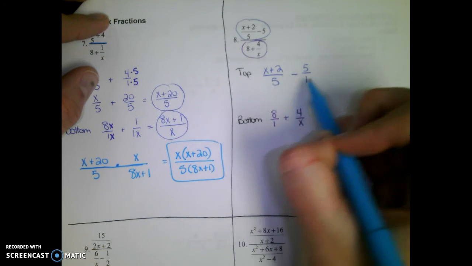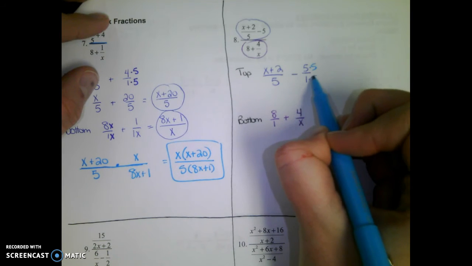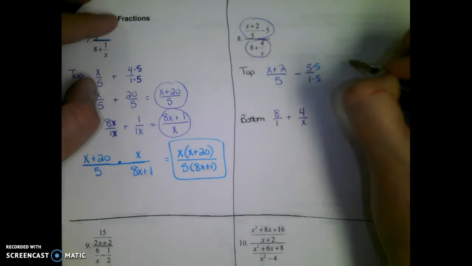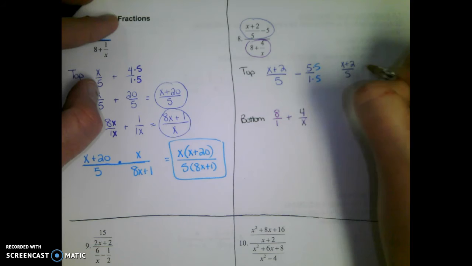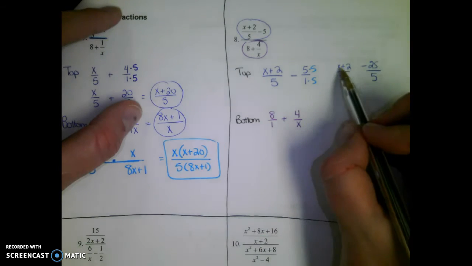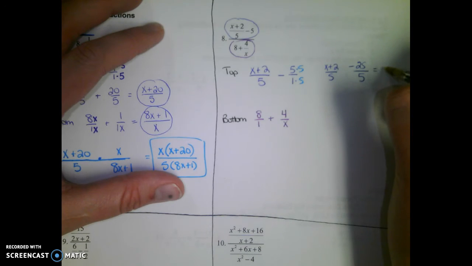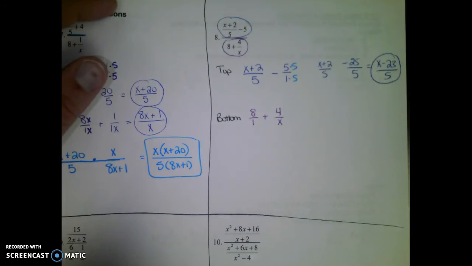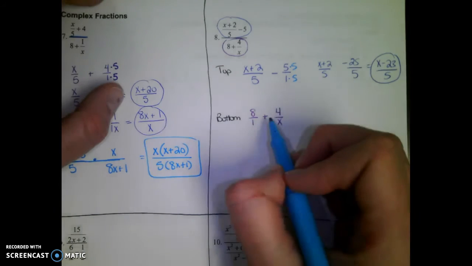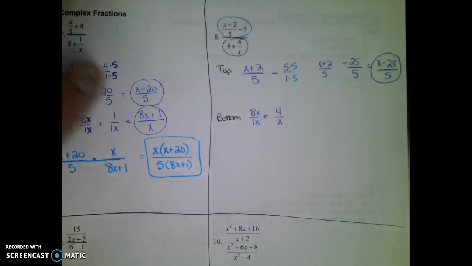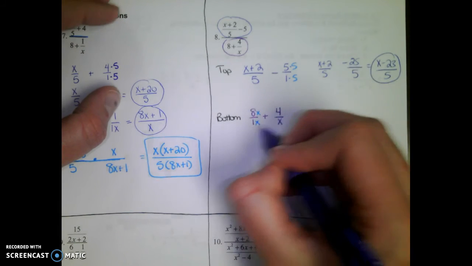Okay, so for the top, to make them match, we need to multiply this fraction by 5. That will give us x plus 2 over 5 minus 25 over 5. So combining our like terms, 2 and negative 25 would be negative 23. So x minus 23 over 5. That is the simplified top. For the bottom, to make them match, we need an x on the first one. That will give us 8x plus 4 over x.